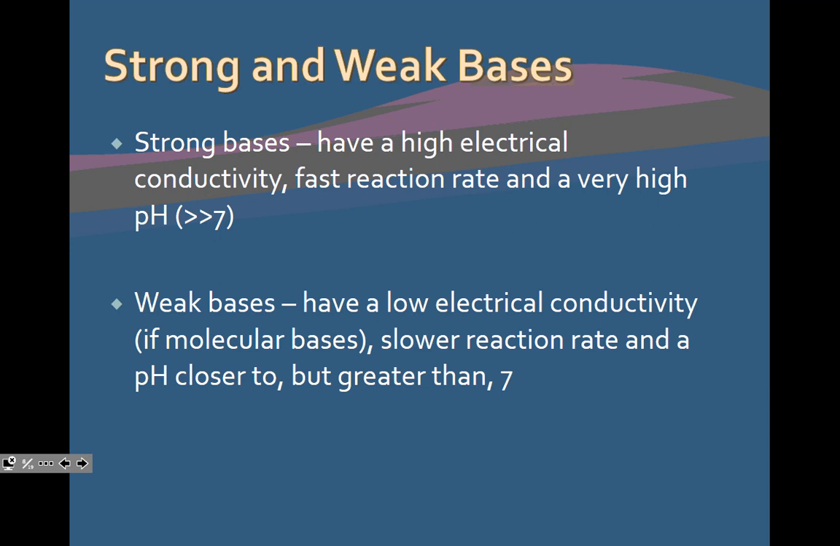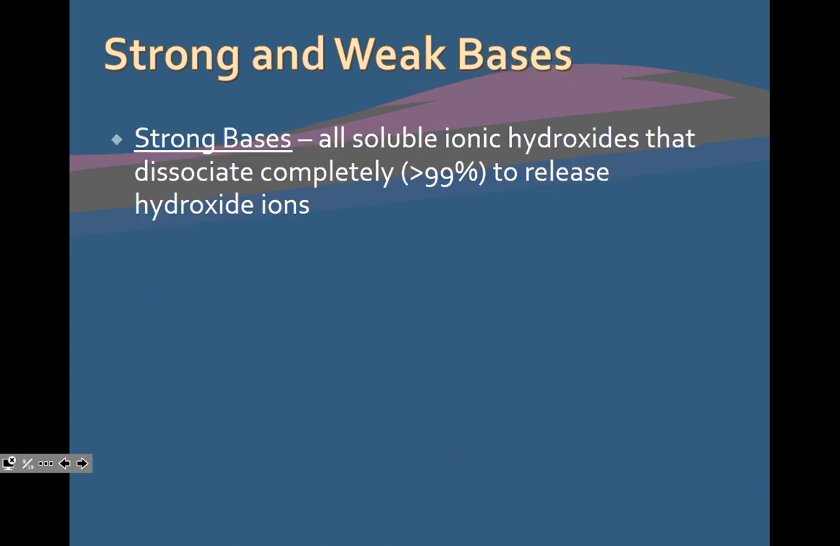When you're comparing conductivity, slower reaction rate, and a pH closer to, but greater than 7, how do we explain the difference? Same kind of thing, kiddos. With strong bases, all soluble ionic hydroxides, an ionic hydroxide, remember, is a cation plus an anion, and the anion is the hydroxide ion. They dissociate completely more than 99% of the time to release hydroxide ions.